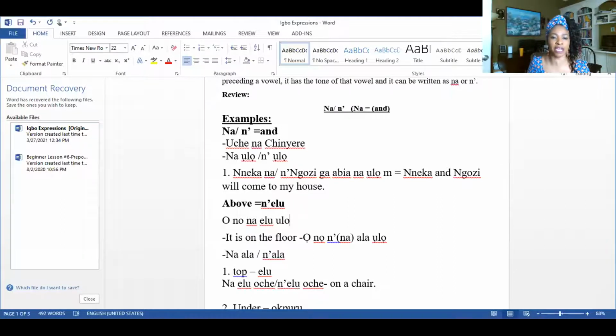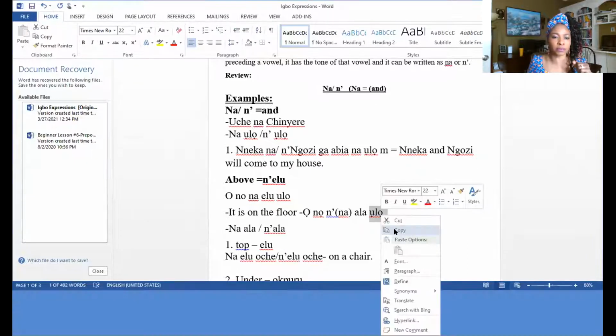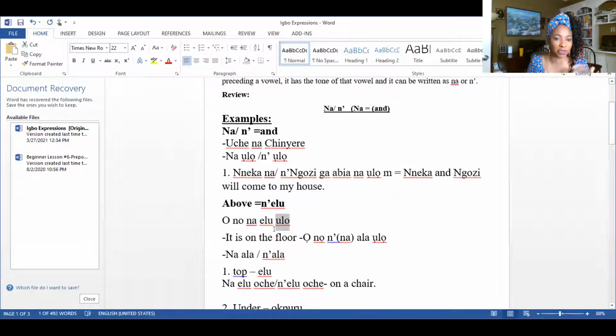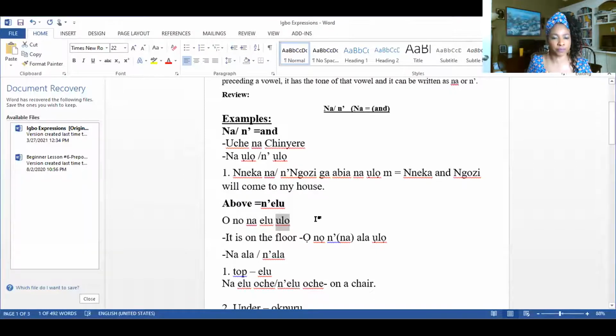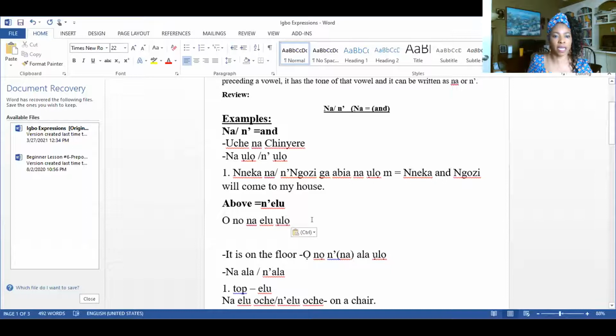And ulo, remember I say you have to punctuate it. You listen to the sound. I didn't say o, I said o. Ulo. Ono na elu ulo. Okay, so let's put it here. Ulo means a house. When I say something is above, it is above, nelu. It is on top, okay? So it's something that is elu, above it. Look on top of it, look above it. Don't look down, it's elu. That's what it is. Elu, ulo. Okay, ono na elu ulo. Above the house.